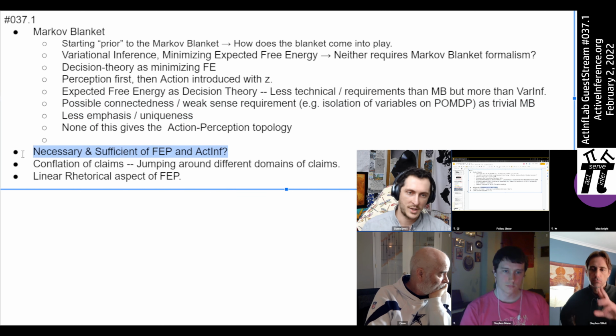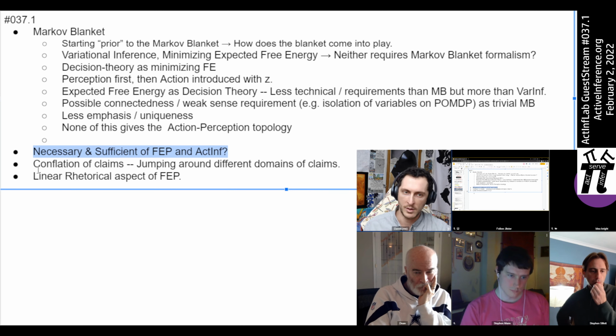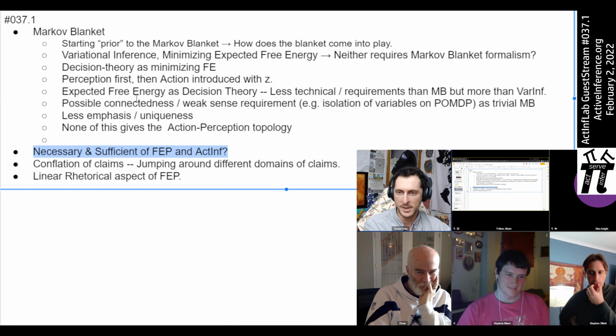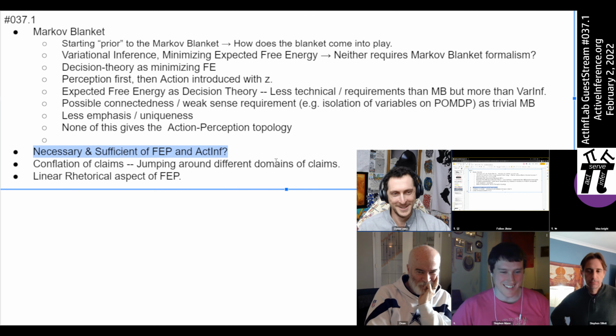Which is kind of related to this question, which I'll ask, and then anyone can give a thought. You talked about necessary and sufficient. So is this some of the necessary and sufficient pieces of FEP? What is necessary? What's the kernel that everything else can continue to elaborate around? What section and page number, please?